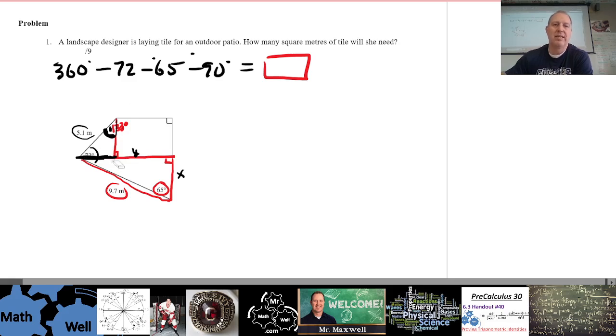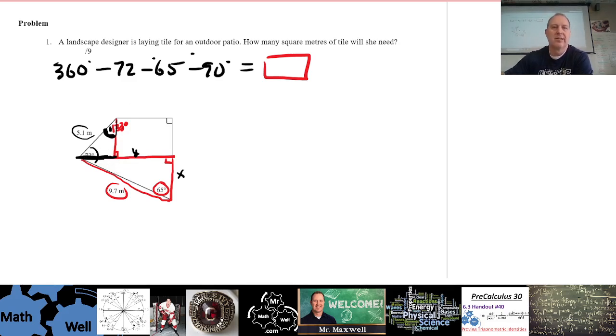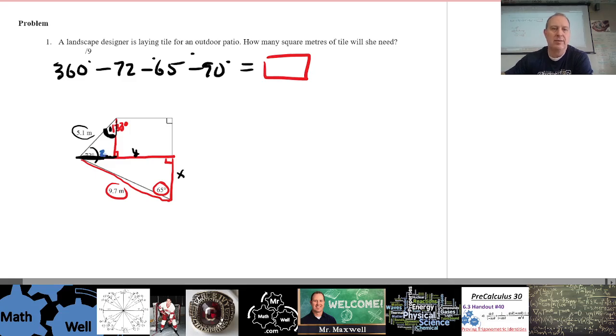Yeah, I'm going to need to find several pieces of this. So I've got X, Y, this one Z here, I can find this one. I've got to find this one too, H, this height. Yeah, okay, so there's multiple pieces for this one.